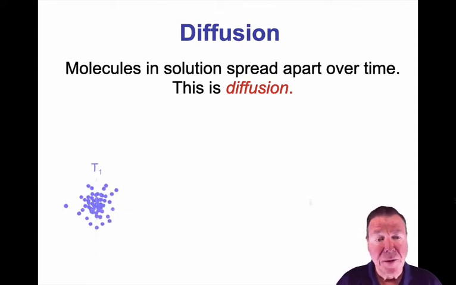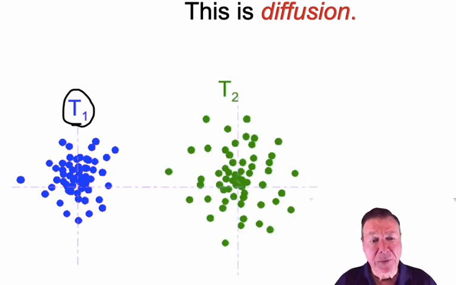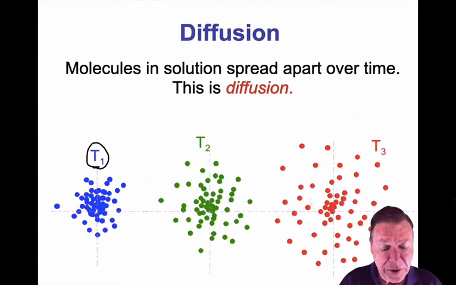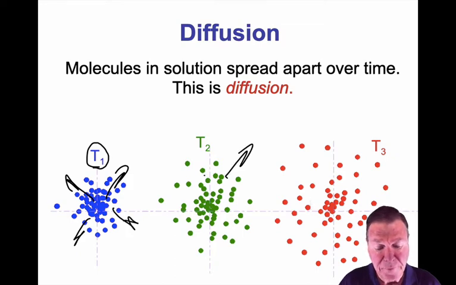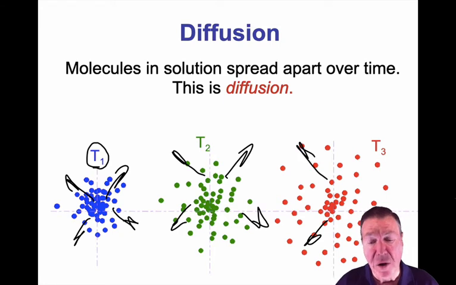So we could look at it this way. We start with time 1, this is T1. Let's say this is right after you cut the onion or something like that. We can go to T2, where they spread out a little bit more, and then we can go to the third time period when they spread out even more. So you can see that the molecules, or the dots in this case, are spreading out, going from an area of high concentration to an area of low concentration.